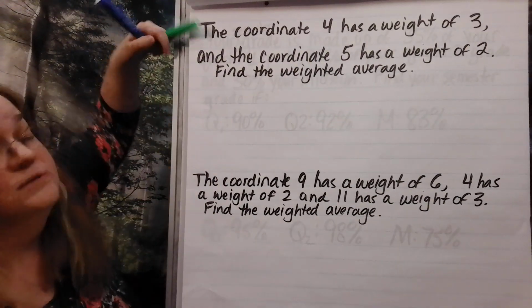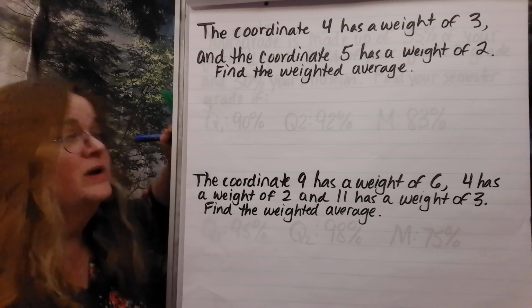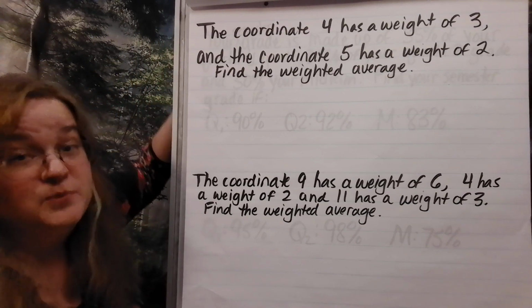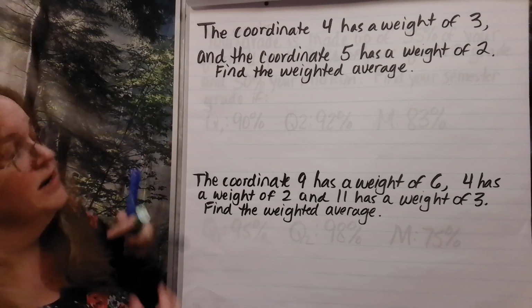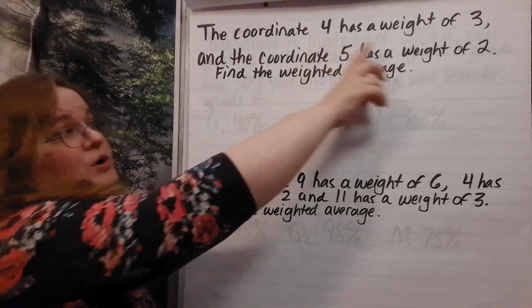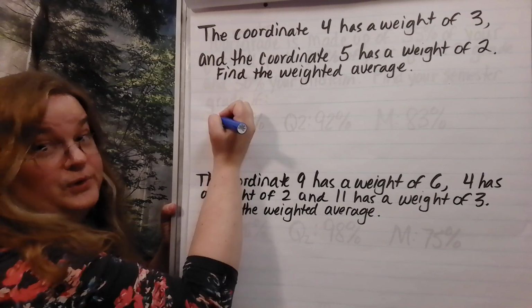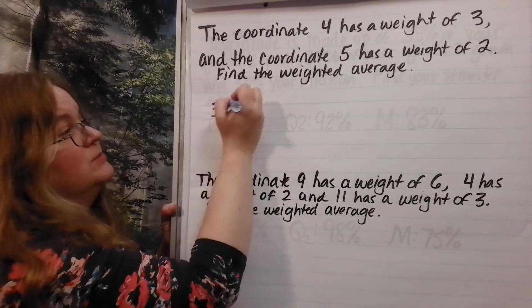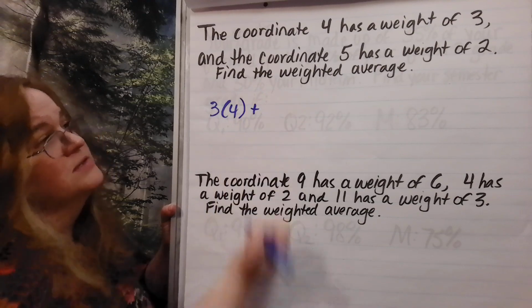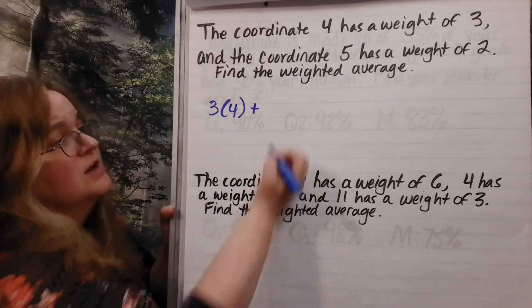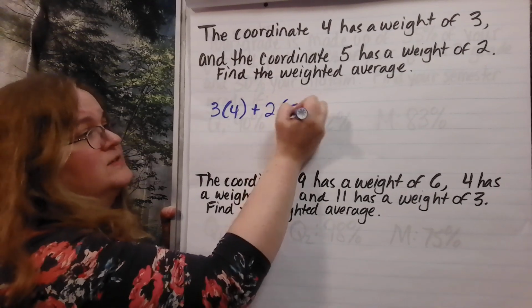All right, so this is what a typical word problem might look like. The coordinate 4 has a weight of 3, and the coordinate 5 has a weight of 2. Find the weighted average. Okay, so I have a 4 with a weight of 3. And what that means is there are 3 4s. So I'm going to do 3 times 4 plus, the coordinate 5 has a weight of 2, so that means there are 2 5s.